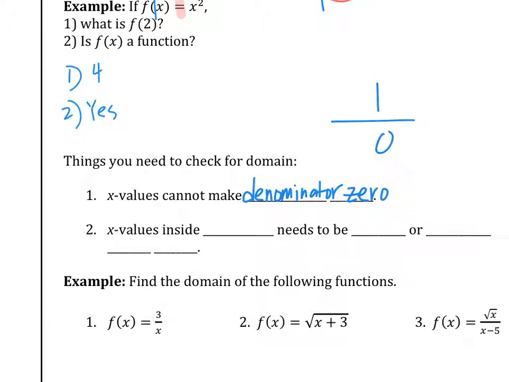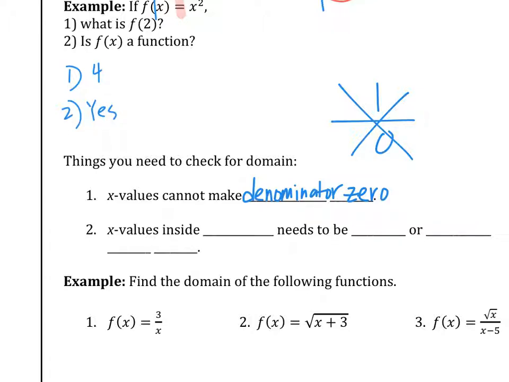Okay, so is that okay? 1 over 0? No, we can never divide by 0, so that is not okay. If something makes the denominator 0, it is causing it to be undefined. Okay, so that's the first thing you check. Does it make the denominator 0?